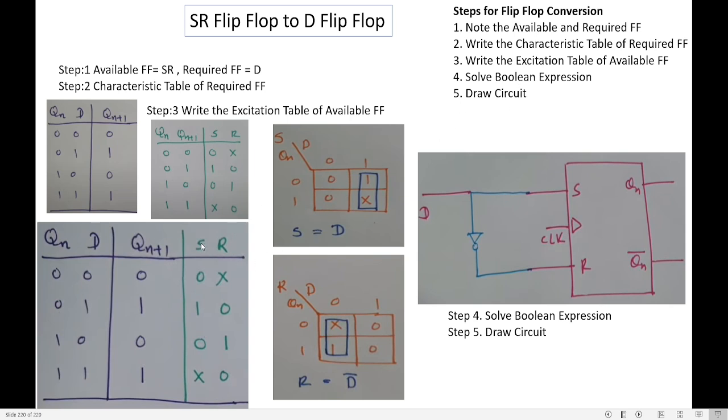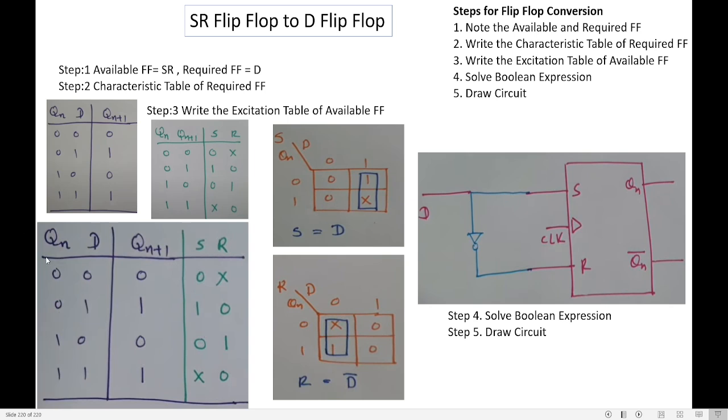So I need to get the expression for S and R. What are the two inputs you have? Qn and D are the two inputs. So how will you mark it? What are the S values? 0, 1, 0, don't care.